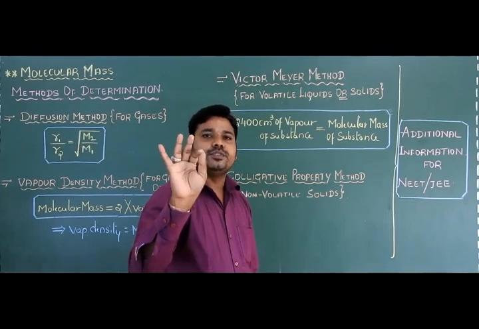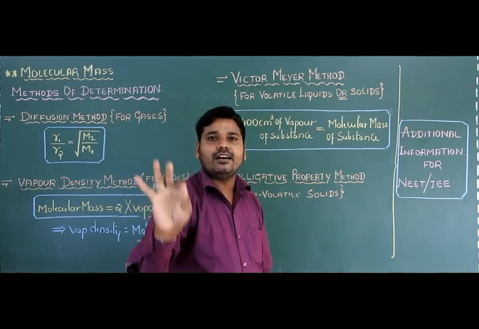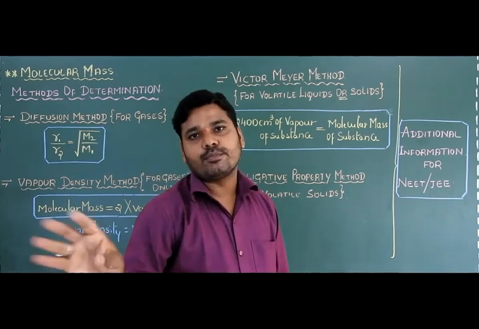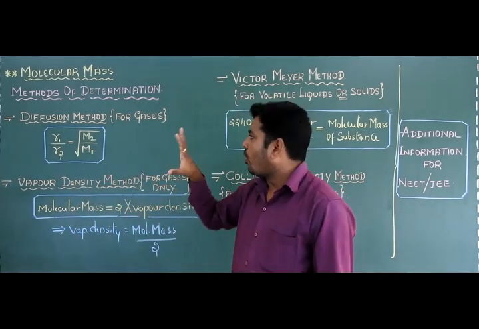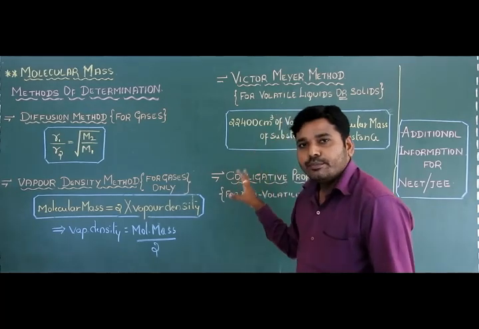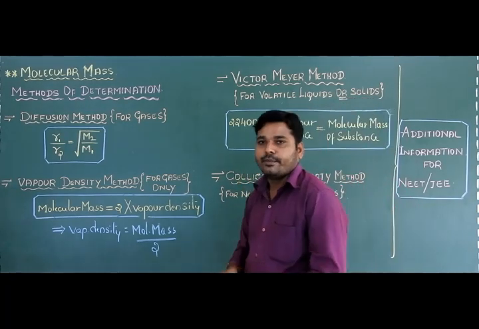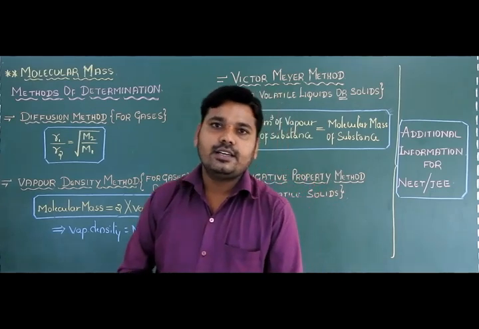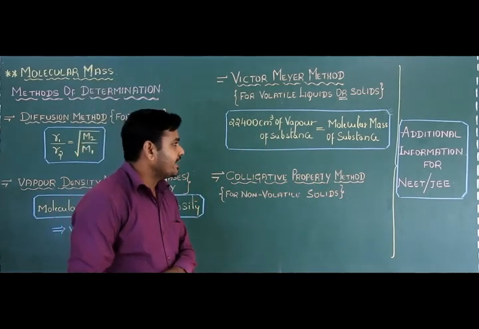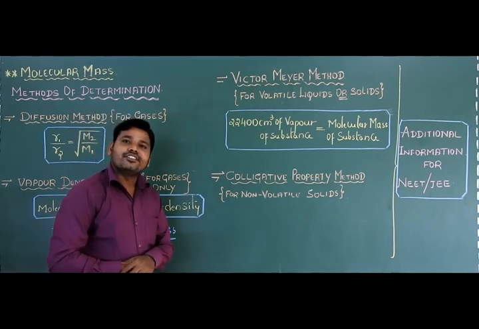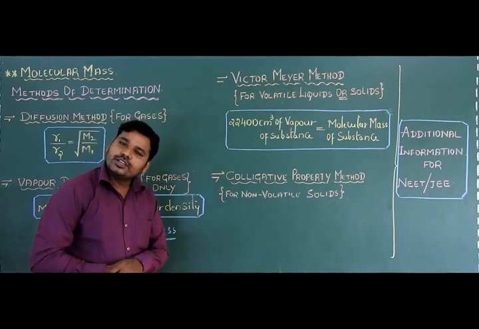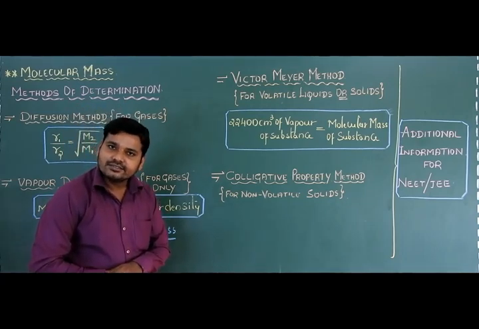Okay, here you just remember the method of determination of molecular mass. Okay, so all these are 4 important methods of determination of molecular mass of the chemical substance. Yes, students, is there any doubt in these methods of determination? All these 4 methods are clear.